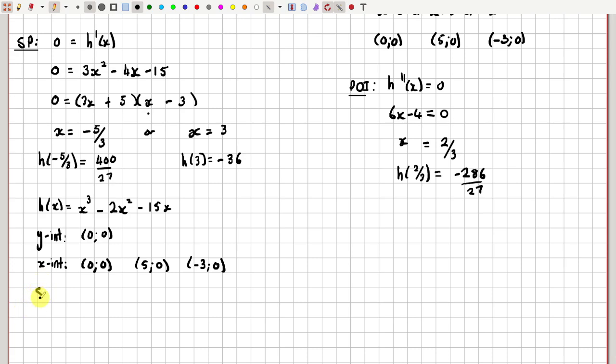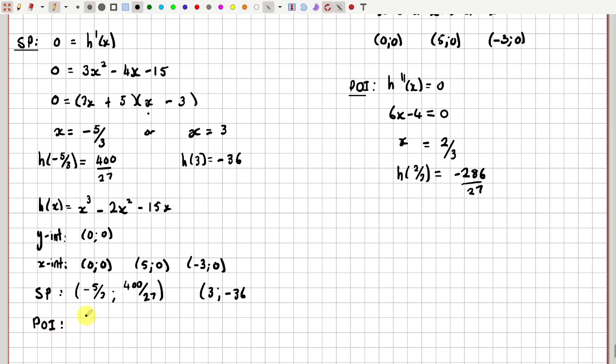And then the stationary points, we've got (-5/3, 400/27), and then this one, we've got (3, -36). Then our point of inflection, this is not a point of intersection.